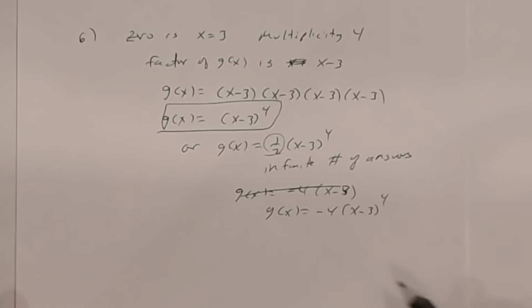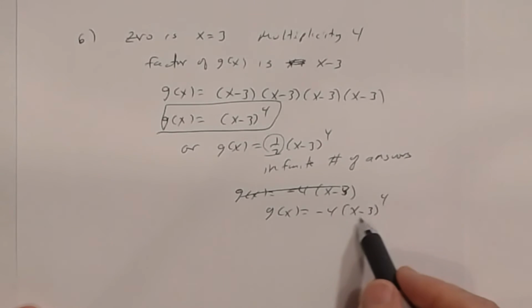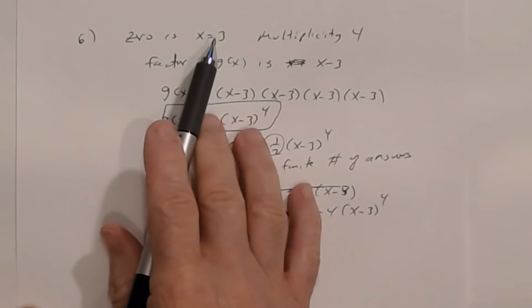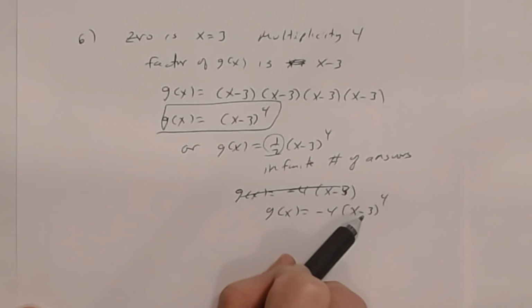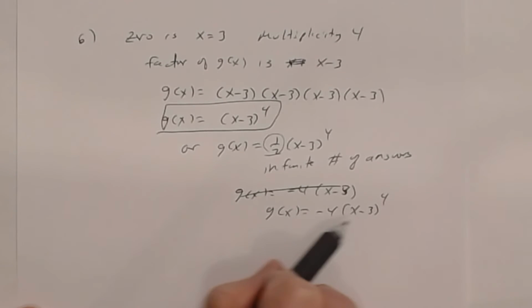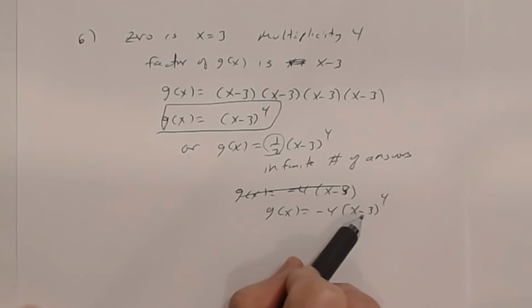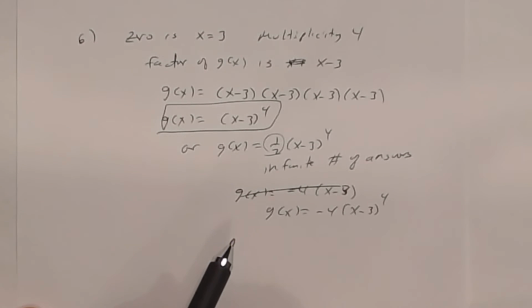So here's another answer someone could have had. As long as the only zero is 3, which means the only variable expression involved as a factor is x minus 3, because -4 is a factor if you put -4, and it has the exponent 4, okay?